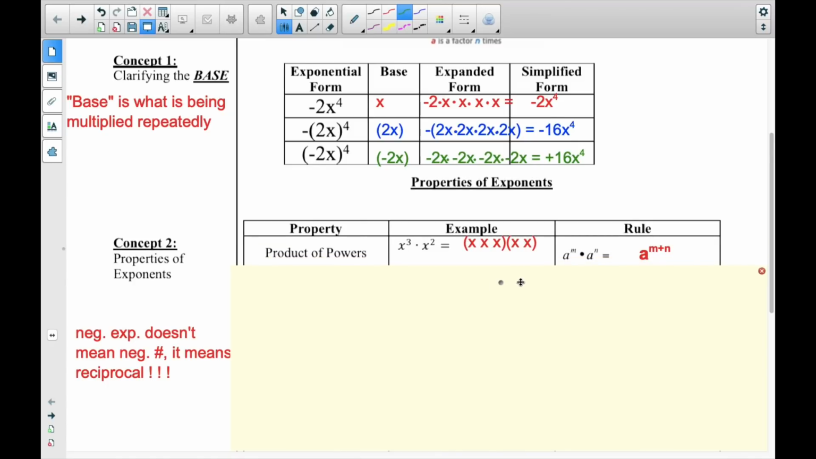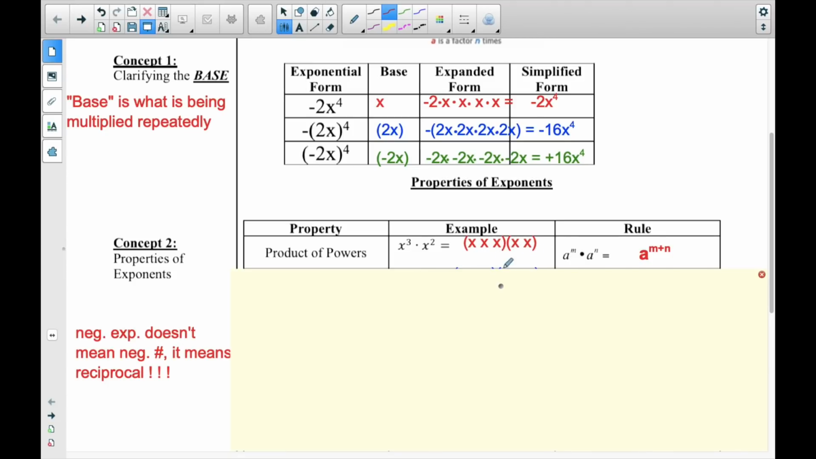Properties of exponents. I'm curious how many of these you actually remember. So I'm going to go through the first example with you to kind of show you what I want in this section. And then I'm going to give you some time to fill in the ones that we don't go over together.